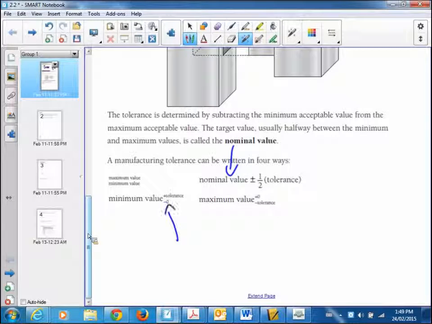Or else sometimes they give a minimum value and say how much it could go up, plus the tolerance. Or a maximum value and how much it could go down, that's minus the tolerance. All four will give you the same information. And right away, you'll see how that works there. Okay, any questions there? Okay. There's very little to do on this.